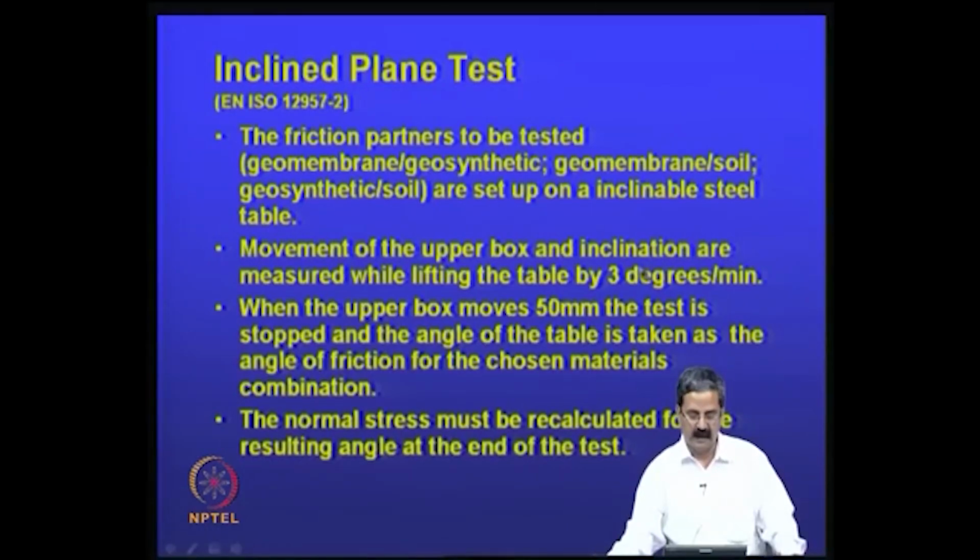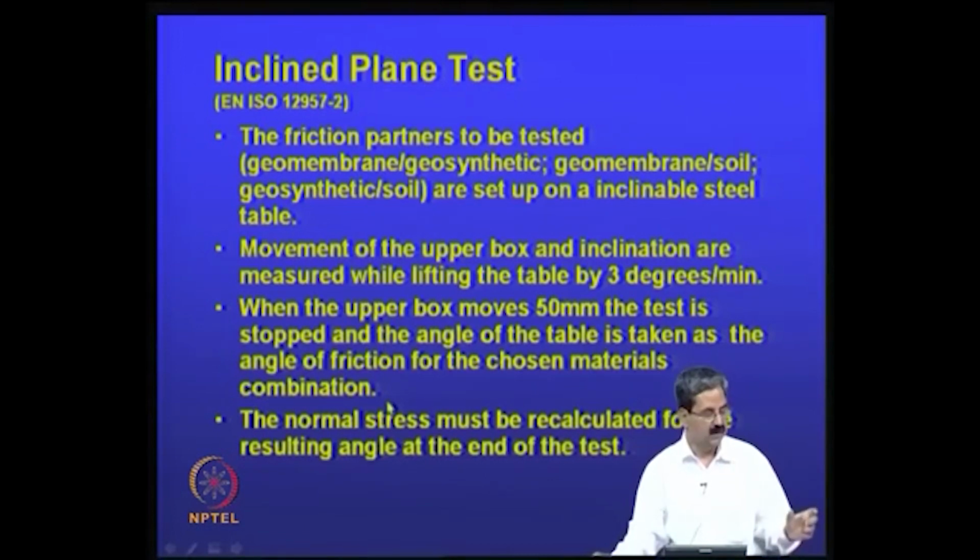The movement of the upper box and the inclination are measured while lifting the table by 3 degrees. Say a particular box is kept, and the angle of the table is slightly changed, so you see the movement of the upper box and its inclination, and both are measured. When the upper box moves 50 mm, the test is stopped and the angle of the table is taken as the angle of friction for the chosen material combination.